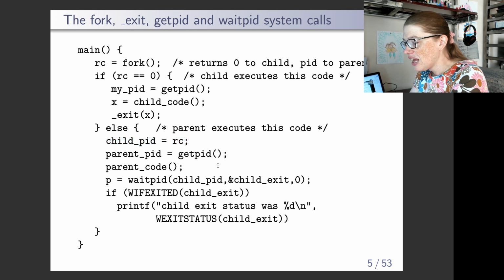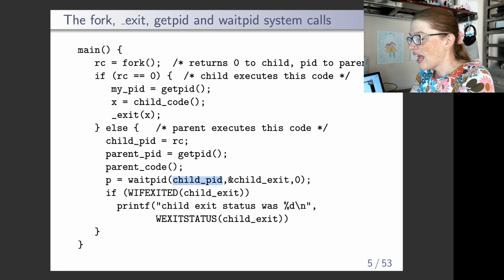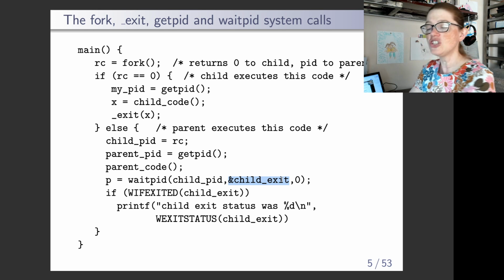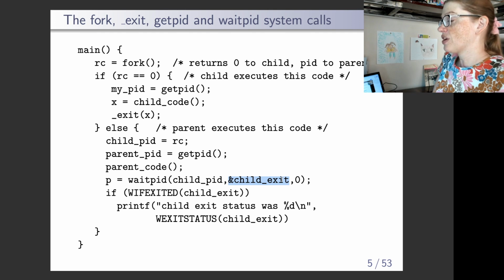Now our parent has the PID of the child. We're going to store it here in child PID. We do some work, it doesn't really matter what we're doing, and then we decide we're going to wait for the child process to terminate. So we're going to call waitpid, and we are going to pass it the child's PID that we got earlier. And then this child exit, this is where we are going to store both the exit status and the exit code. And it's two integers combined into a single one. And we'll talk more about how that works another day.